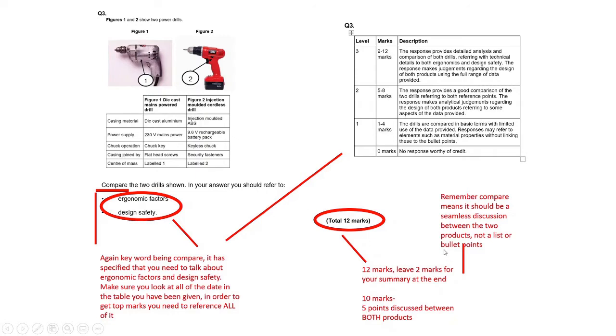You could do it without it if you wanted to, but in this instance, I said leave us some marks: 2 marks for a summary. That leaves you 10 marks left to get in total. So that would be 5 points to bring up and discuss between two.